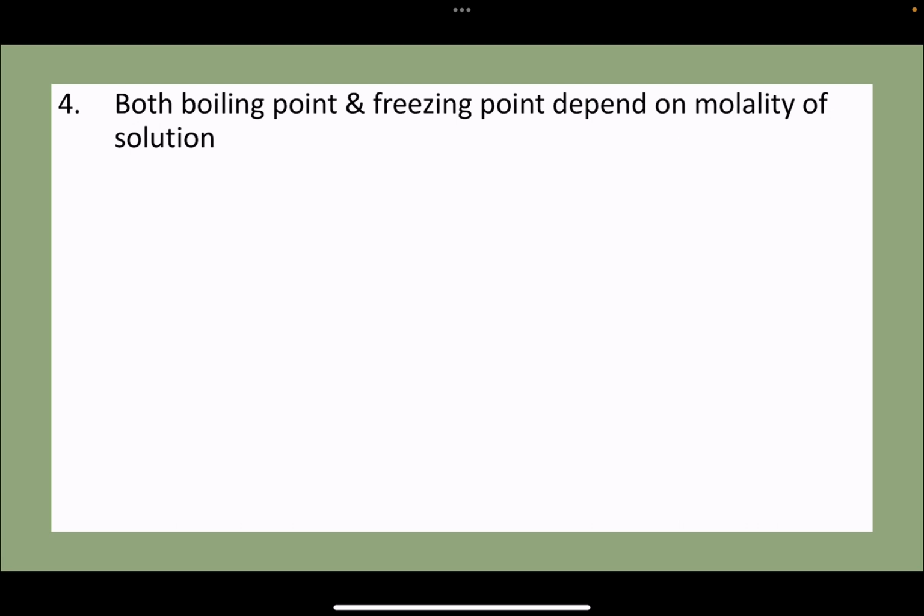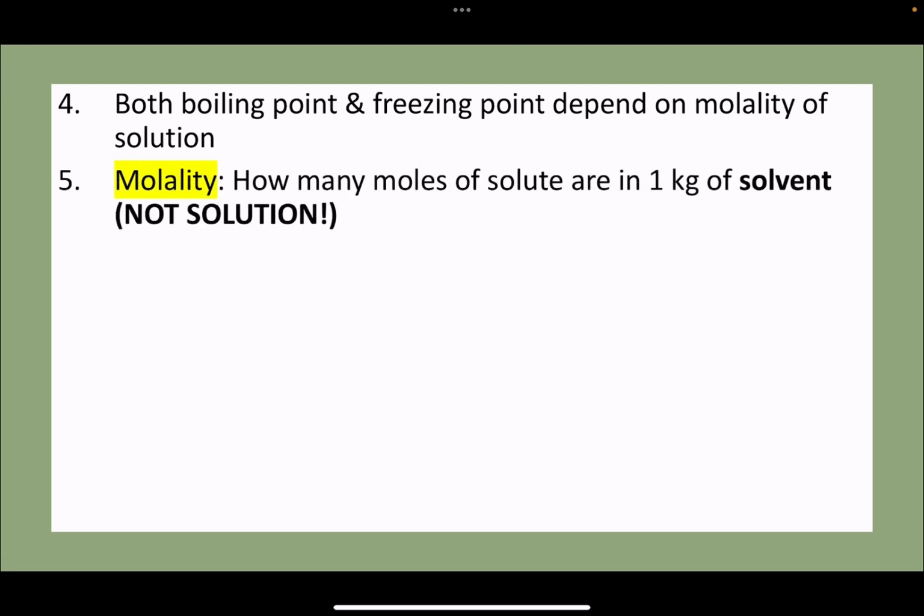Now, before we can talk about how adding a solute changes the boiling point and the freezing point of a solution, we have to understand a concept called molality. Molality is related to molarity in that it expresses how much of a certain solute is present in a solution. The difference is that molality has units of moles per kilogram instead of moles per liter.